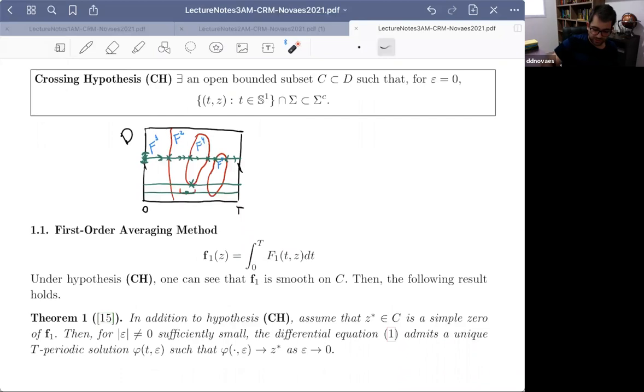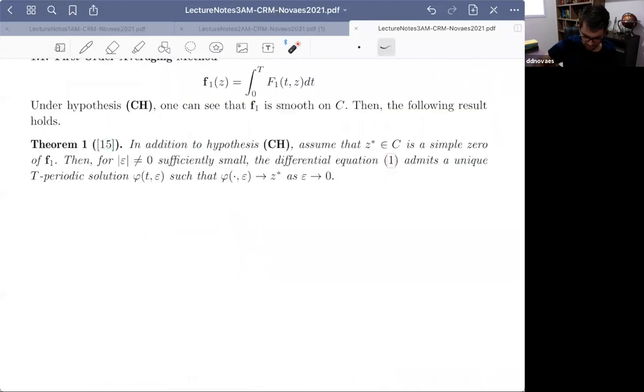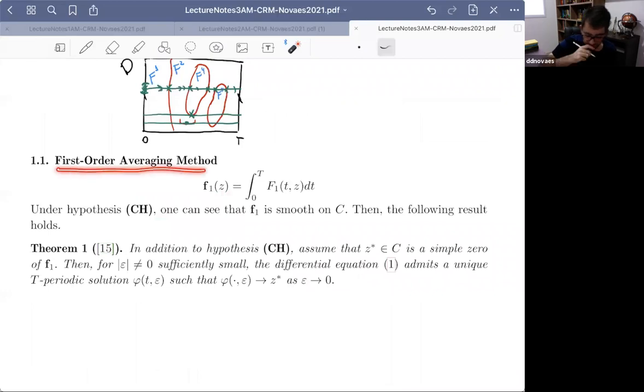Okay, so under this hypothesis, the first order averaging method says the following. We define the first order average function. It's the same that we have defined before. F1 is just the integral between 0 and the period T of F1, and we have this first theorem.